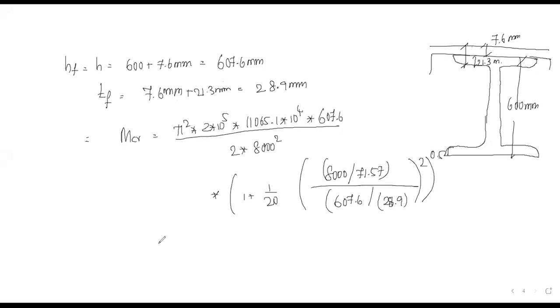If I substitute this, I get the value of MCR equal to 1610.65 kilonewton meter. Then after that I have to move to another formula, the design strength of the section against bending. The formula should be here. I will share the formula right now.